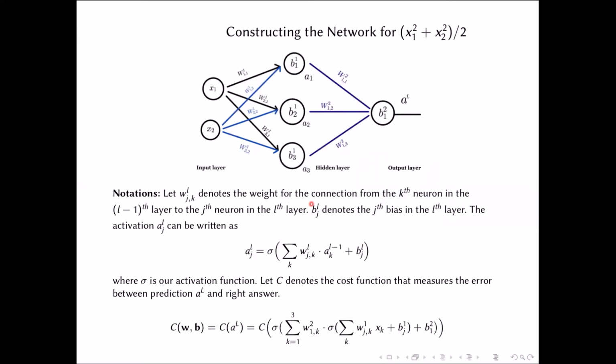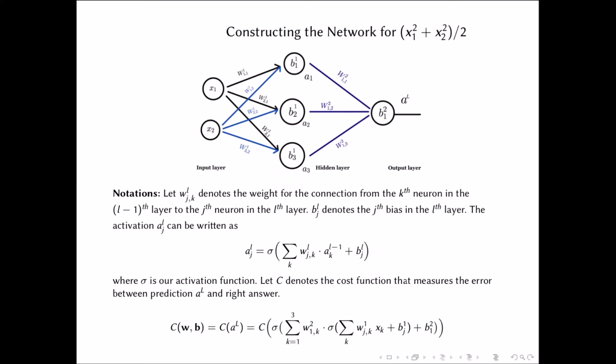So this is a very simple network. We have only 3 layers. The first column, we're going to call the input layer. The second column, we're going to call the hidden layer. And the third column, we're going to call the output layer. So first, let's look at the notations. Let w^l_jk denote the weight for the connection from the kth neuron in the (l-1)th layer to the jth neuron in the lth layer.